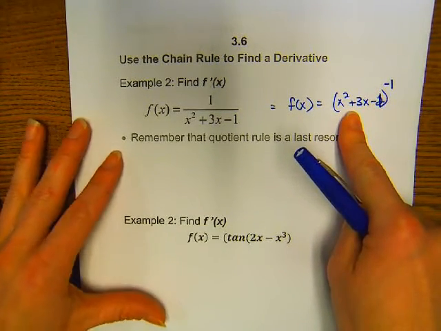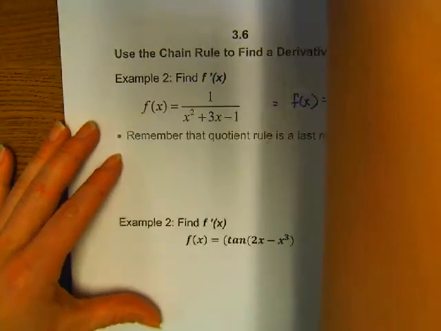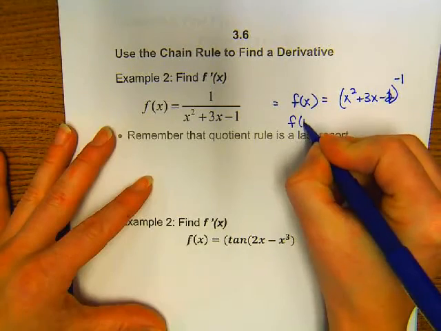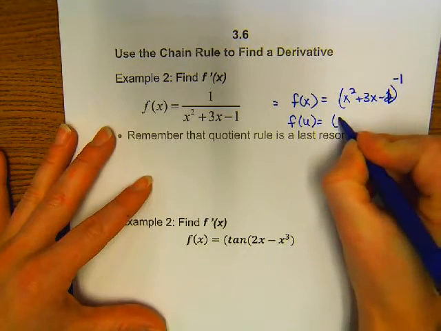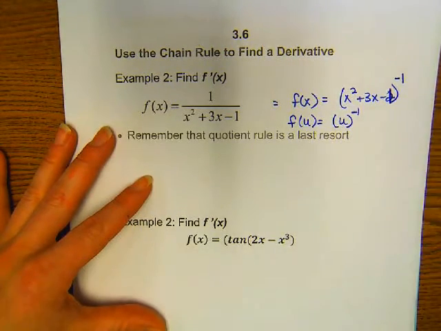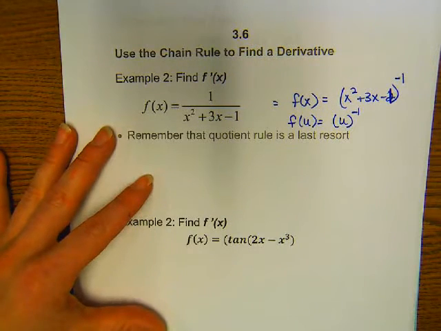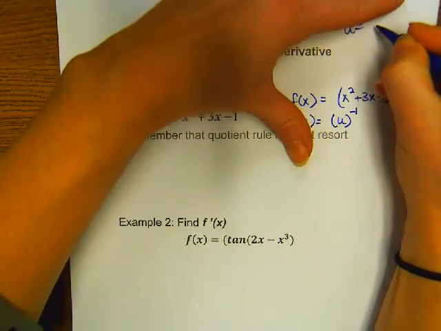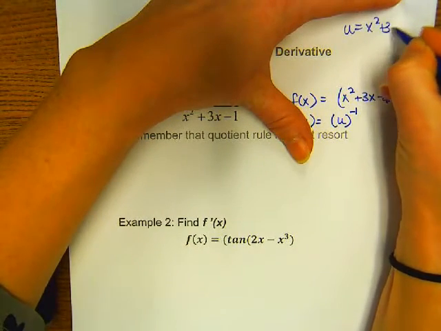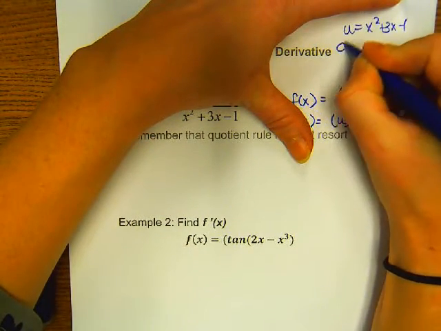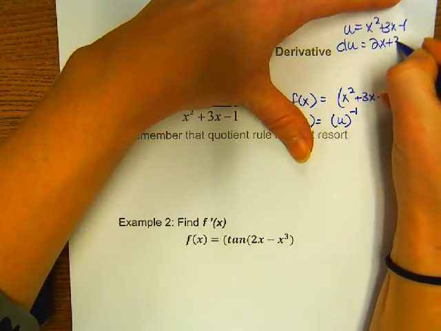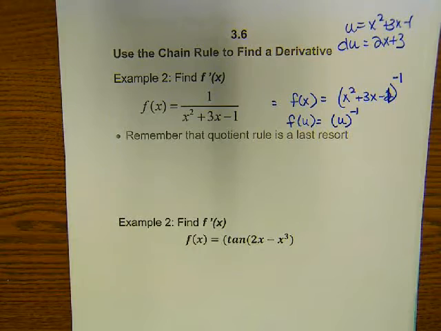And honestly, guys, if it helps you to do this, do it. And then just remember, okay, so then we're letting u be x squared plus 3x minus 1. What's du? What's the derivative of that? 2x plus 3. So if that helps you to organize it, do it.